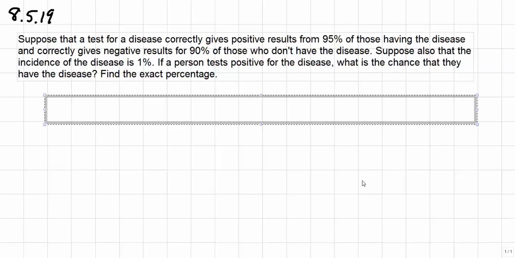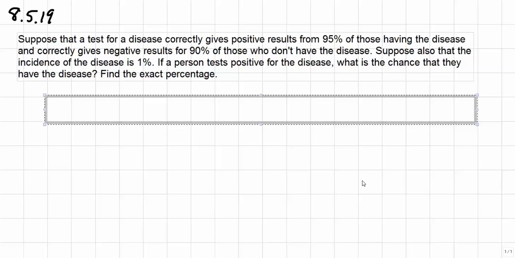Find the exact percentage. In order to solve this particular problem, we're going to have to be working with some assumptions. One of the things that we can do is pick a number for the size of the group that we're going to be looking at. For example, we could pick a group of size 10,000. And we know that the incidence of the disease is 1%.